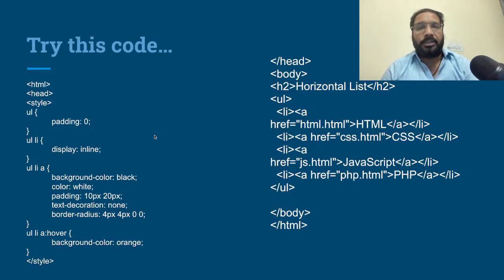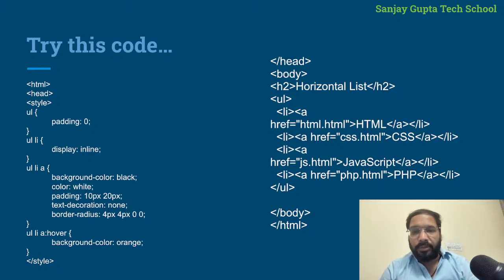If you focus on this example, you will be able to understand how we can use HTML links in list items. So just go through this example. On the left-hand side all the CSS is available, and on the right-hand side the HTML code is available. Just go through the code, then I will implement this code for you so that you can understand what is happening here.